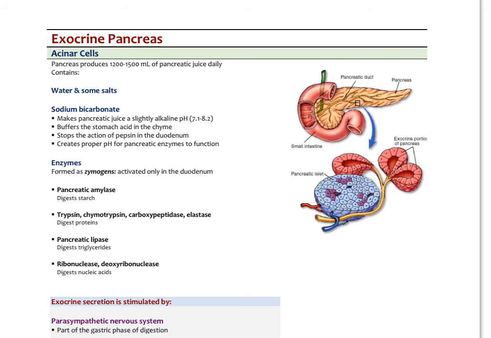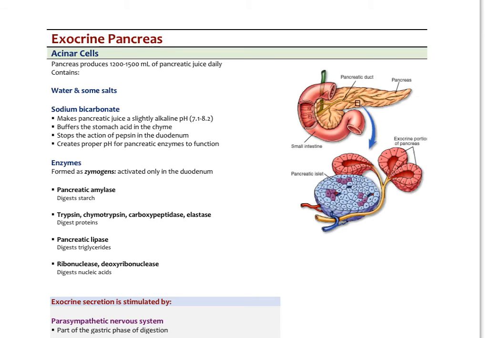So lastly here, let's look at the exocrine pancreas in more detail. So the pancreas produces, again, about 1,200 to 1,500 milliliters of pancreatic juice a day. It contains mostly water, some electrolytes, salts, potassium, sodium, and so forth. Sodium bicarbonate, of course, which is going to make the pancreatic juice slightly alkaline, around pH between 7 and 8. It's going to buffer the stomach acid in the chyme.